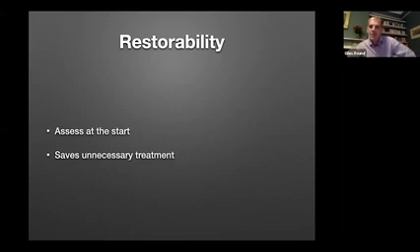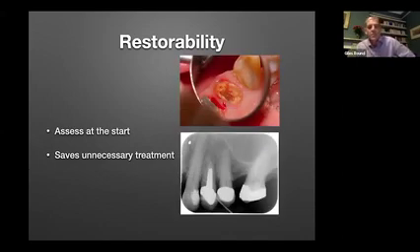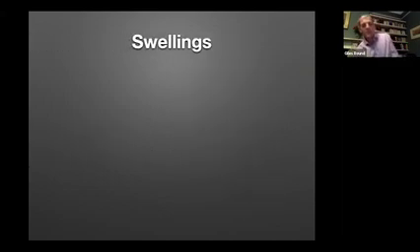I can't actually do anything to restore it afterwards, so it's actually kind of pointless. So do look at the restorability, and that saves unnecessary treatment. We're looking at posts that have got fractures in them, or teeth that have basically not got enough tooth tissue there to restore, or not enough for a ferrule. And these teeth, much as it pains me to say it as an endodontist, may be one for those implantologists, and that is a painful thing for an endodontist to say.